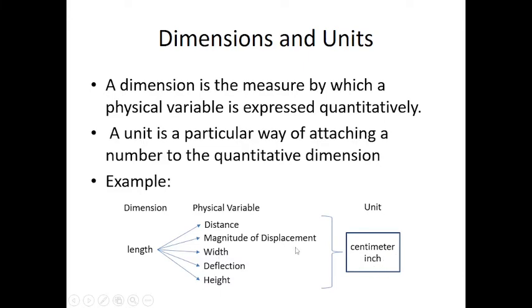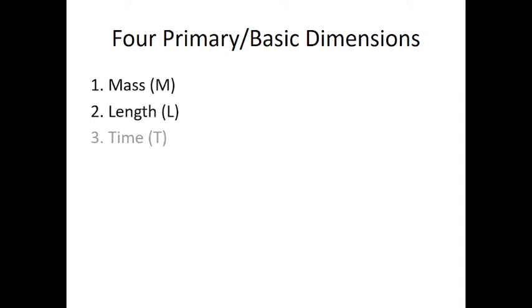Let's say 1 inch width. Okay? So, and many more units, no? Okay? So, we have 4 primary or basic dimensions to consider. The first is the mass. The second is the length. The third is time. The fourth is temperature. So, remember these 4 basic dimensions: mass, length, time, and temperature. Okay?